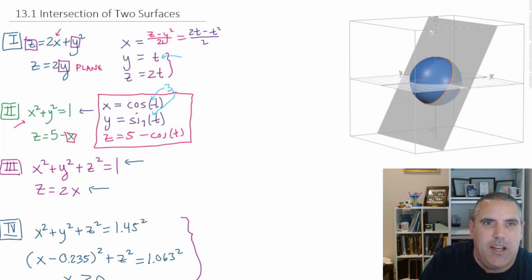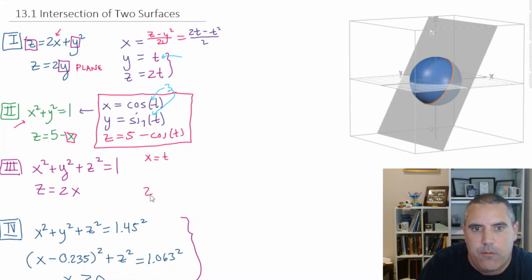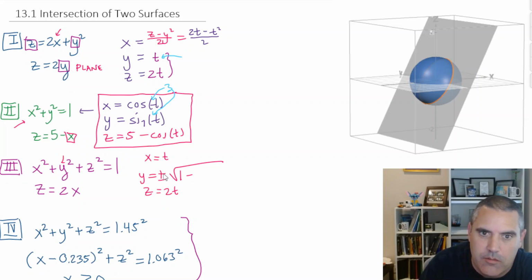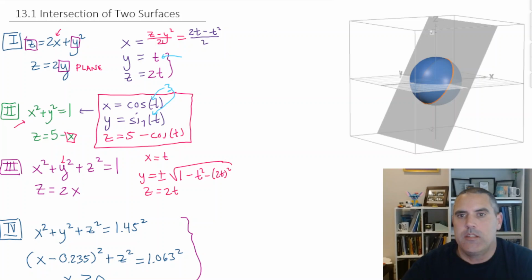So in this case, I could solve for t here. I could just have x be t. One correct answer would be x equals t. That forces z to be 2t. And then you would solve for y. And the only y is here, so y would be plus or minus the square root of 1 minus x squared, which would be t squared, minus 2t squared. Now, I didn't actually use that parameterization, but I'll show it to you now.